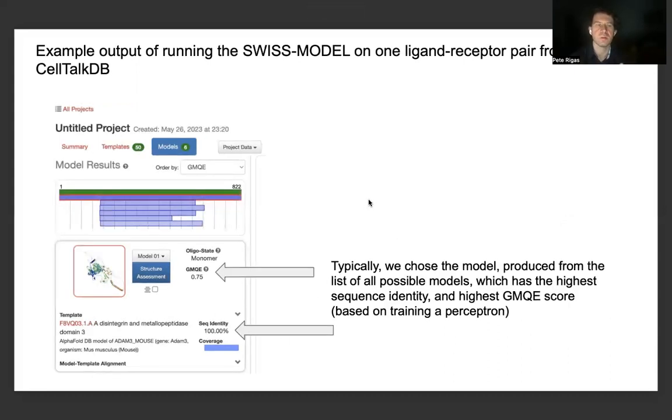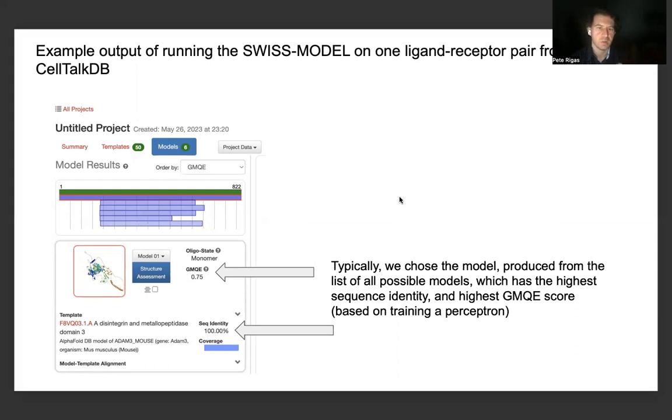But to describe further what goes on under the hood in the Swiss model to obtain this three-dimensional representation that we've been mentioning, we can also look at different characteristics of each one of the models that are outputted from the fixed number of templates. Typically, we choose a model, from the list of all possible models, which has the highest sequence identity and also the highest GMQE score. And this GMQE score is based on training a perceptron, which is a particular type of neural network that appears in many areas of math.